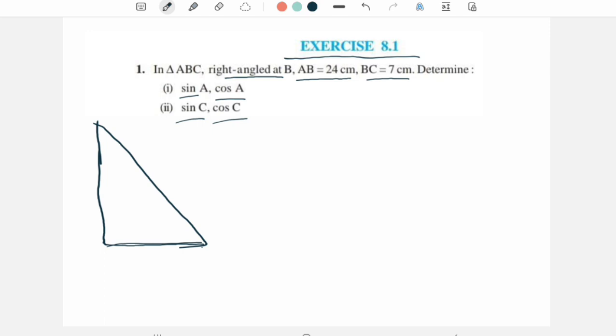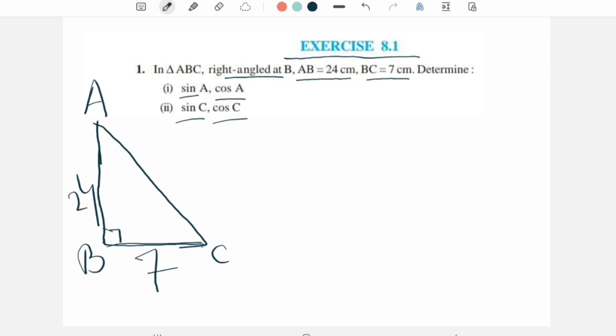It is given in the question that it is right angle at B. So this one is 90 degree at B, and AB is equal to 24 centimeter and BC is equal to 7 centimeter. This is 7 and this is 24. So we have to determine sin A, cos A, sin C and cos C. So first of all we have to calculate AC. So we will get AC from Pythagoras theorem.